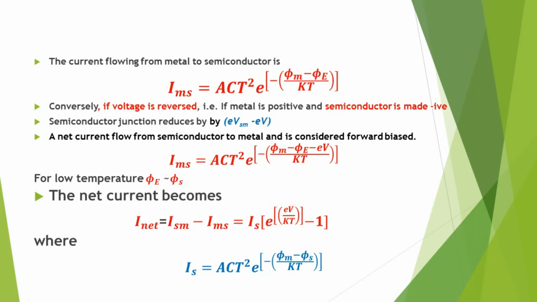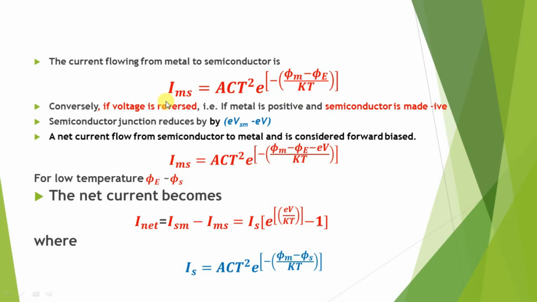Now we look at this mathematically. When our case is the reverse bias, you get the current only from metal to semiconductor, I_MS. These are constants: A, C, T squared, exponential of minus phi m minus phi e. This is the energy required by the electrons on the metal side to go towards the n-type semiconductor, over kT. So this is the exponential relationship. If you draw this reverse bias current, it will give you an exponential pattern.